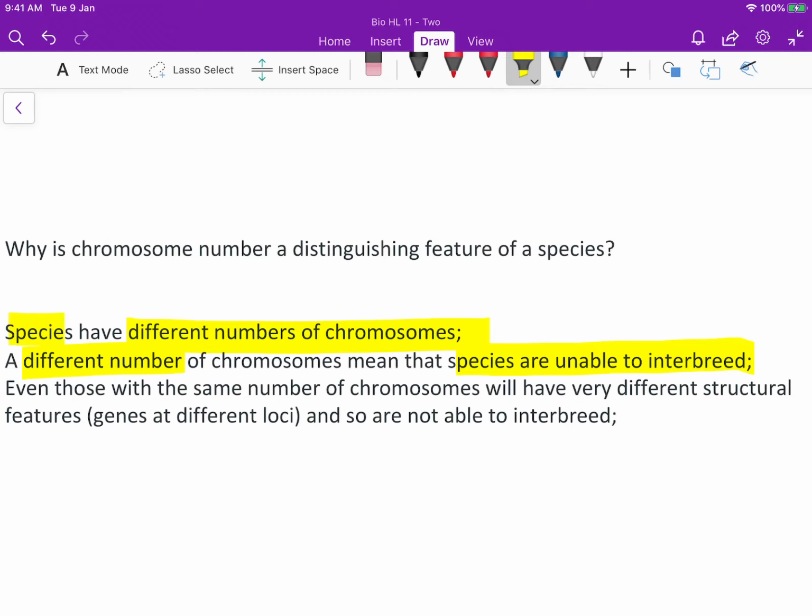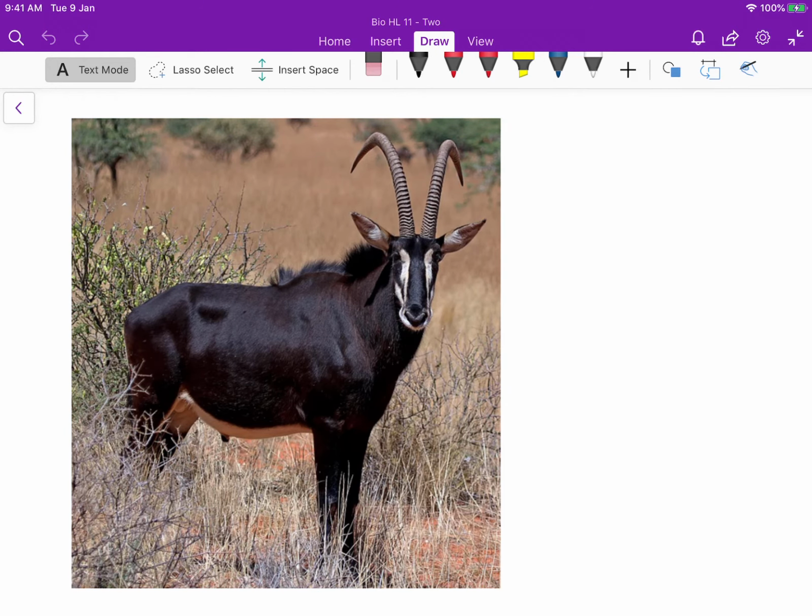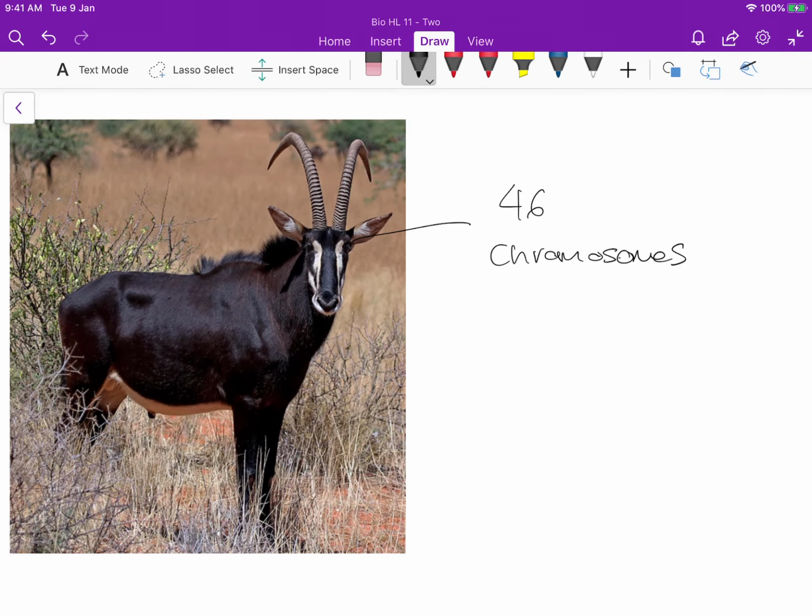So even if you do have the same number of chromosomes, they will have very different structural features. You can find some species with the same number of chromosomes as humans. So here's a sable antelope. This also has 46 chromosomes. But the antelope's going to have different genes at different locations and different structures to the chromosomes, so there's no way that we could have interbreeding with humans, even if we have the same number of chromosomes.